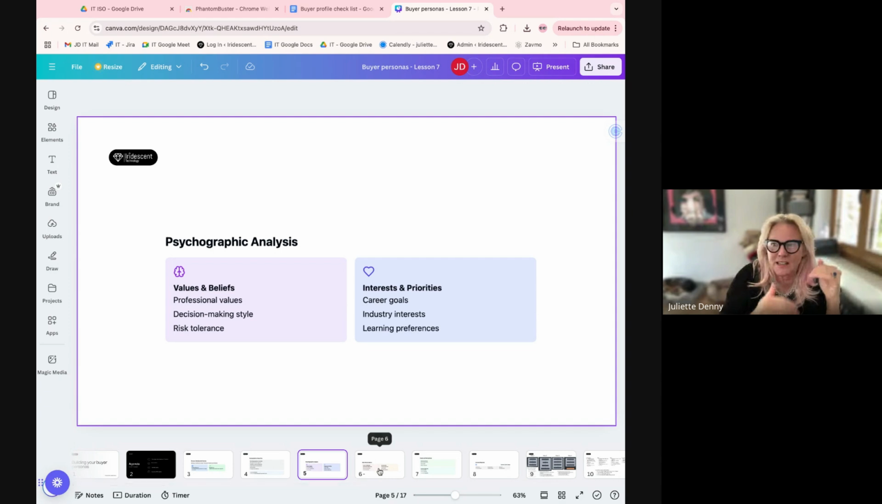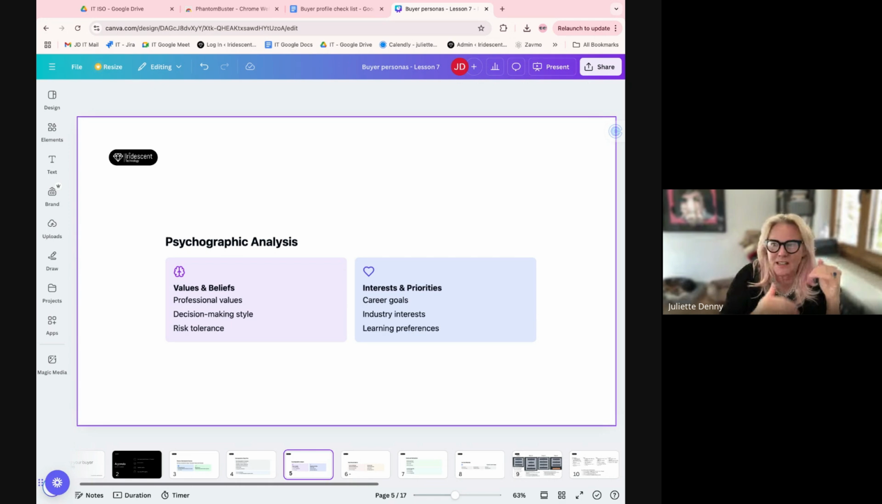So when you look at buyer profiles, this is sometimes an area that people don't give enough thought to. And the reason is that they're not clear on their golden why, and how that golden why meets the buyer's values and beliefs.